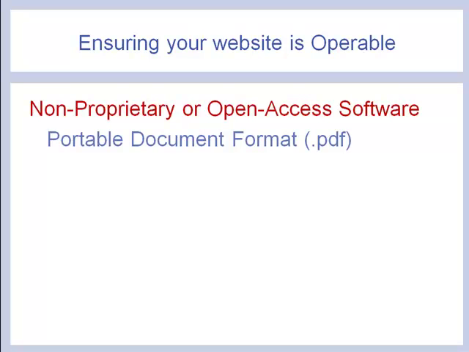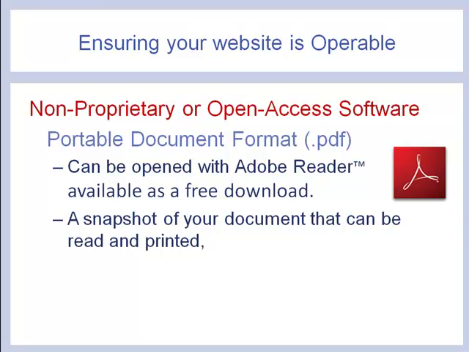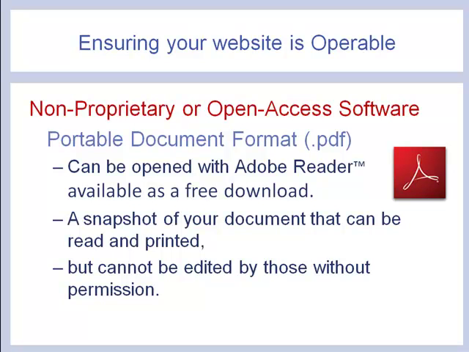One of the more popular ways of saving such files is to convert them to portable document format, which is shown by the file extension PDF. PDF files can be opened using Adobe Reader, which is available as a free download to anyone with an internet connection. A PDF file is essentially a snapshot of a document that can be read and printed, but cannot be edited unless users have permission and the software to do so.